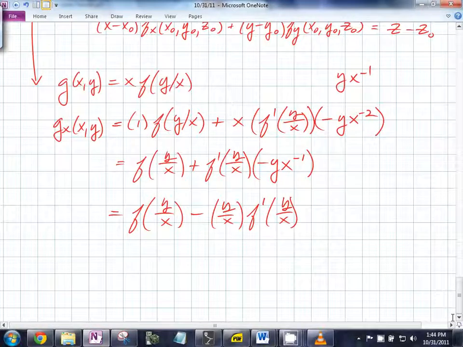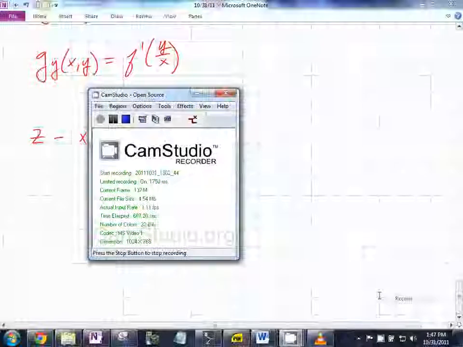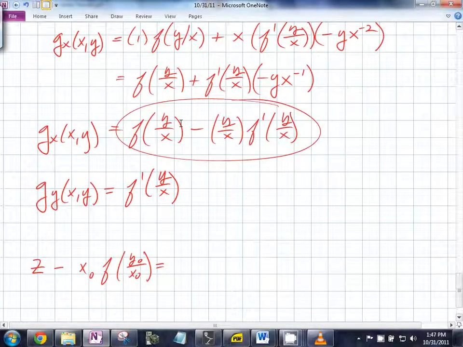We're recording. We need to take this thing right here. So we have, let's do x minus x naught times that thing, right? But instead of y and x, what are we writing? Y naught, x naught, exactly. So we have f of y naught over x naught, minus y naught over x naught, minus f prime of y naught over x naught. That's part of it, right?